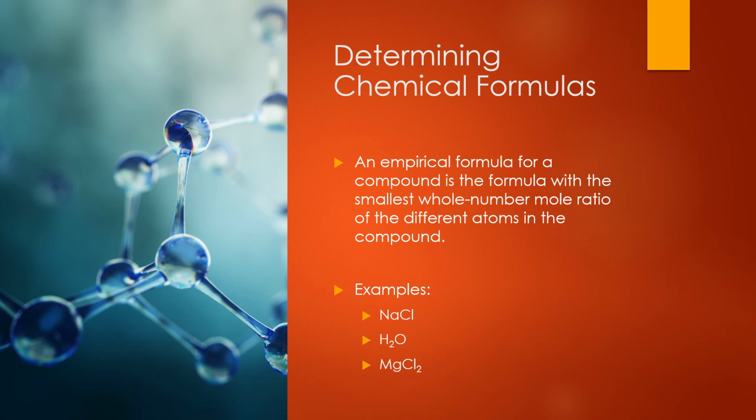Okay, so to get things started, we're going to be talking about empirical formulas, and they're the compounds in the formula with the smallest whole number mole ratios of the different atoms in the compound. So you can see some examples down below. We have NaCl, sodium chloride, which is the lowest form that NaCl can be in. We have H2O and MgCl. Again, all those are just the smallest chemical formula that those compounds can be in.